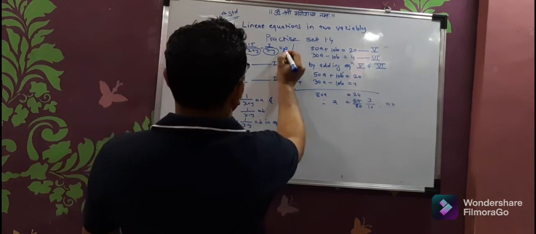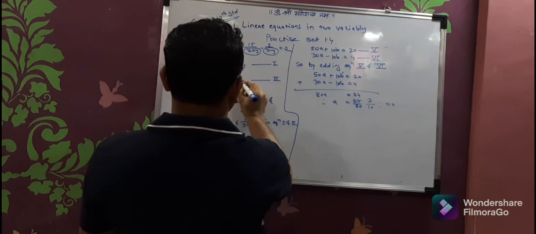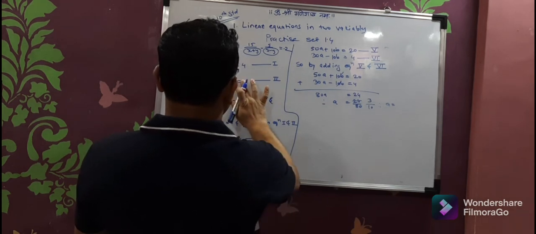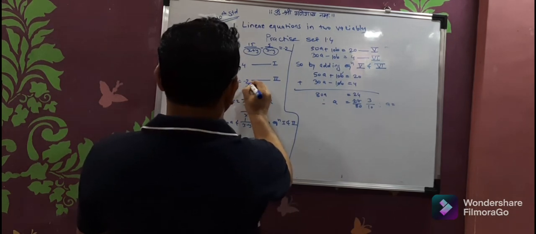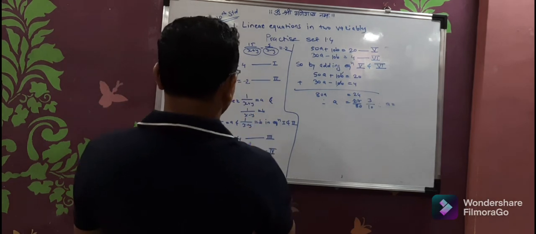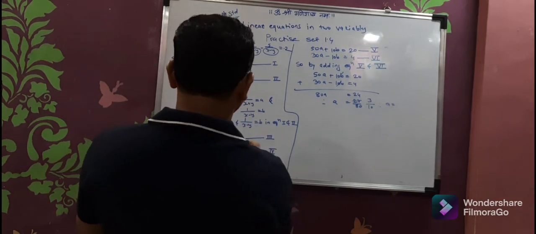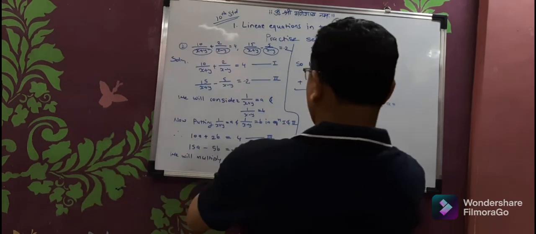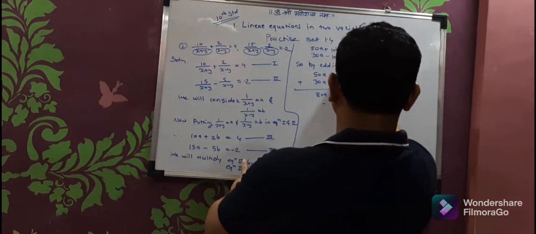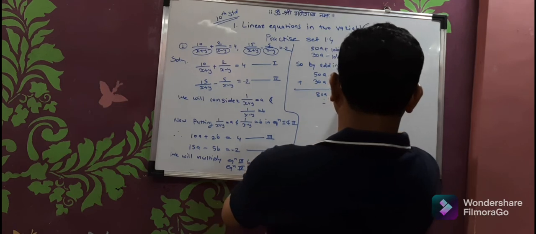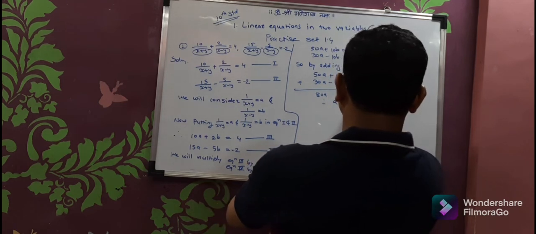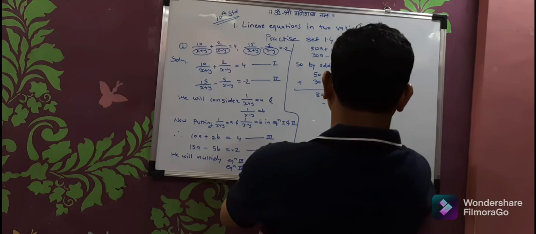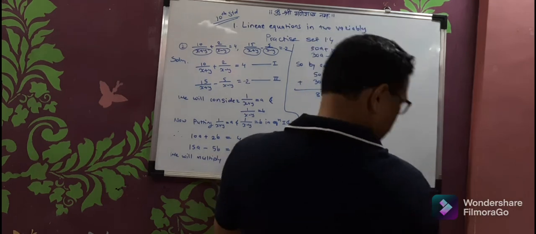So this is minus 2, this is also minus 2, here also minus 2. Then the answer will come here minus 4, here it will become minus 4. So the answer will come 16.